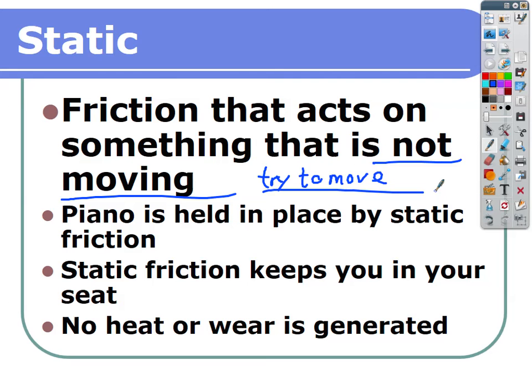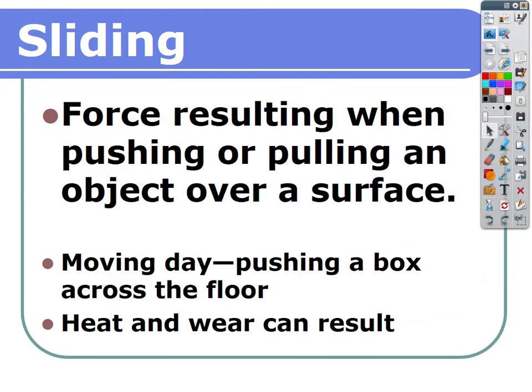This is what's causing an object to maintain its position if there's an outside force applied to it. So all of these are examples. The piano being held in place is static friction, if you're trying to push it. It keeps you in your seat. Most seats are a little bit of an incline. Technically, if there was no friction, your bottom would slide straight off the back. The thing is, static produces no heat or wear and tear because you're not moving yet. The wear and tear won't happen until you start moving, and there's not going to be any heat formed either.